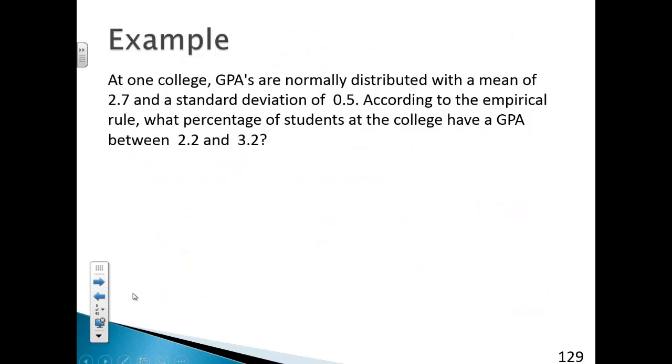Next example. At one college, GPAs are normally distributed with a mean of 2.7 and a standard deviation of 0.5. According to the empirical rule, what percentage of students at the college have a GPA between 2.2 and 3.2? So, writing down the information given, the mean is 2.7, standard deviation is 0.5, our data values are 2.2 and 3.2. So I need to find two different z-scores, z1 and z2.